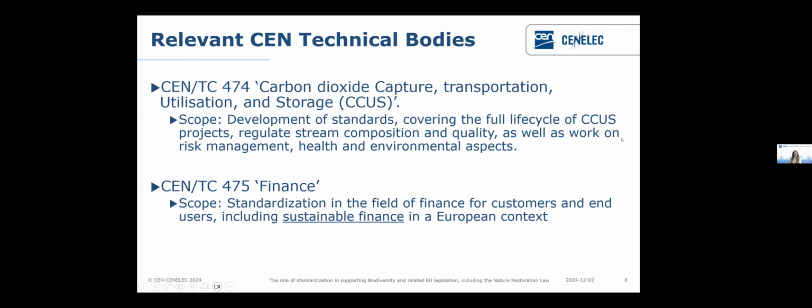Also, a fairly recent committee, CEN/TC 474, is on carbon dioxide capture, transportation, utilization, and storage, so CCUS for short. And this committee will develop standards covering the full life cycle of CCUS projects, regulate stream composition and quality, as well as the work on risk management, health, and environmental aspects.